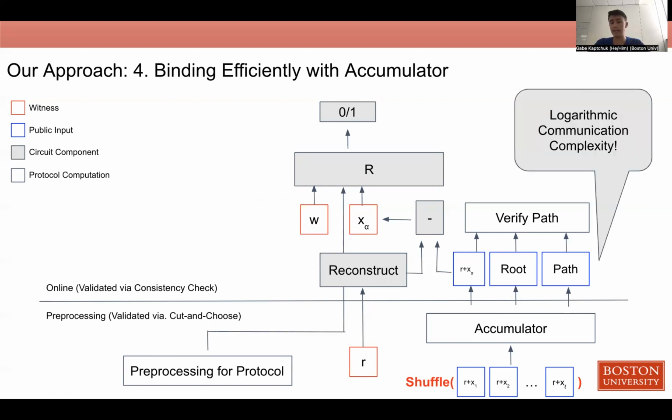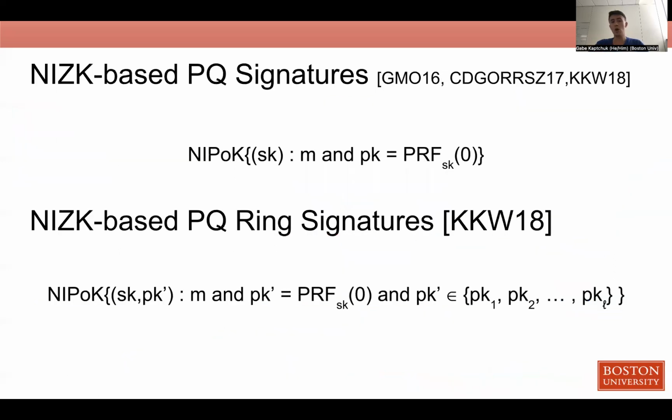And you'll notice that the big idea here is that we've taken the Merkle tree verification and moved it outside of the circuit. And importantly, this gives us logarithmic communication complexity, right? Because R plus X alpha and root are both constant sized, but path here is logarithmic in L. So to see how this works out, let's look at NISQ-based post-quantum ring signatures from symmetric key assumptions.